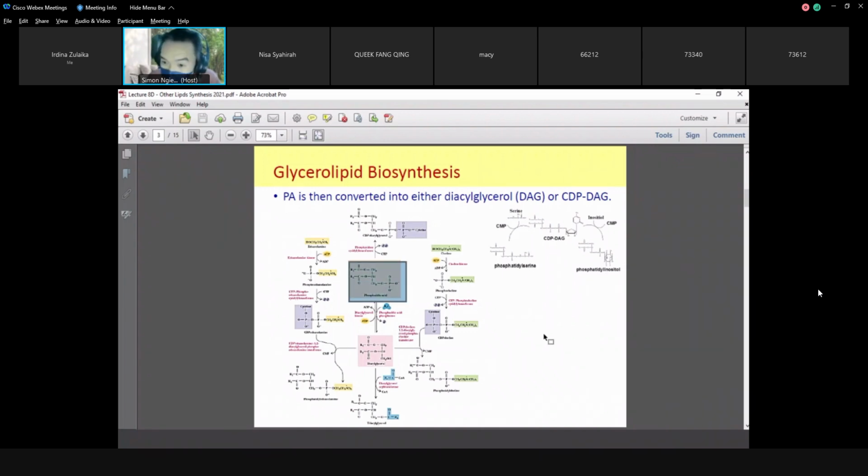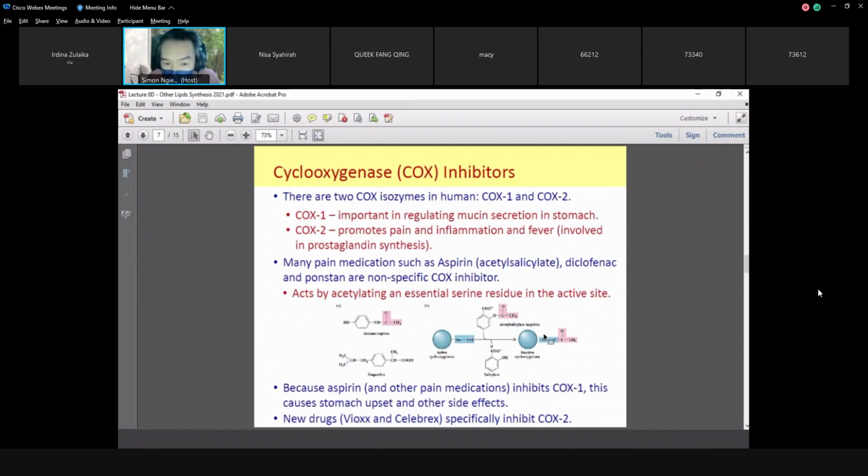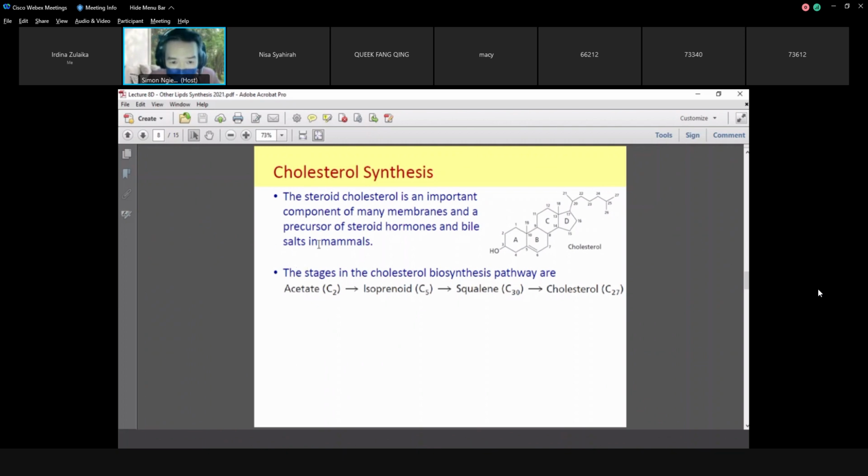For cholesterol, on the other hand, it is slightly different. This is your cholesterol. As you can see, the structure is very much different. Instead of having a long fatty acid chain, this structure that you see here is not produced from folding. It is not that you have the fatty acid and then you fold it into a complex structure like this. No, it basically starts from two carbon.